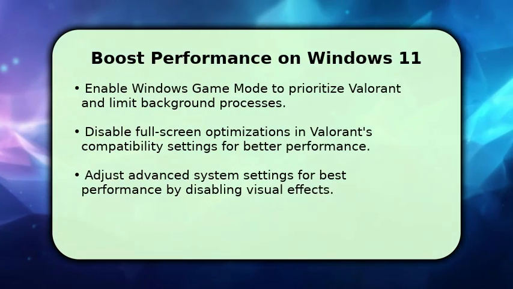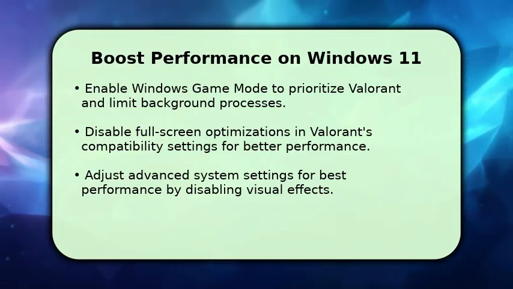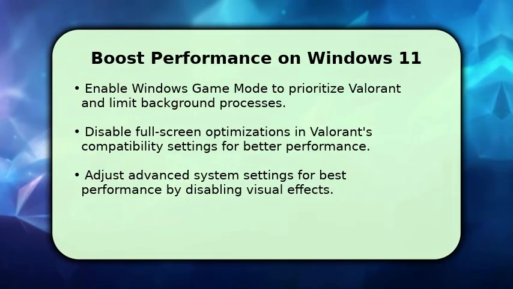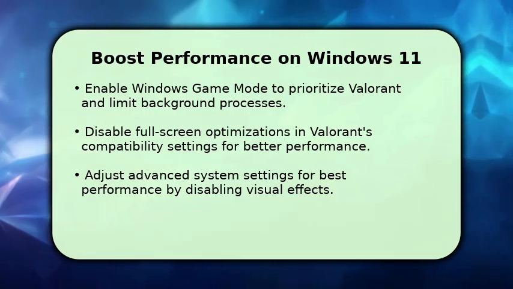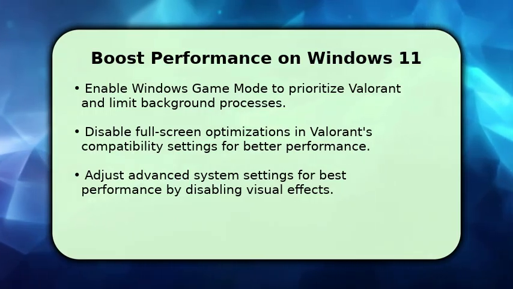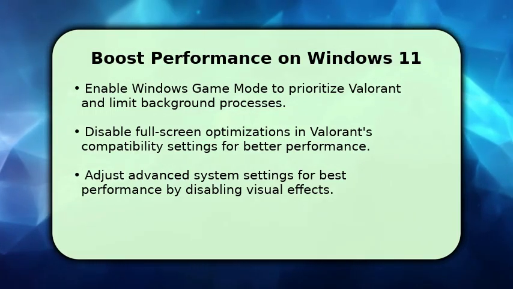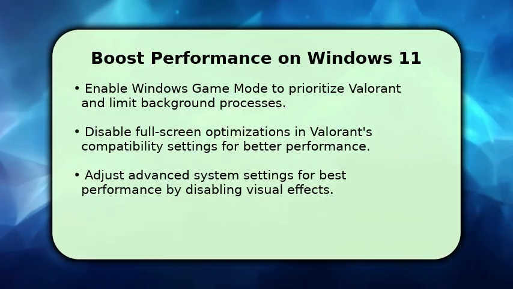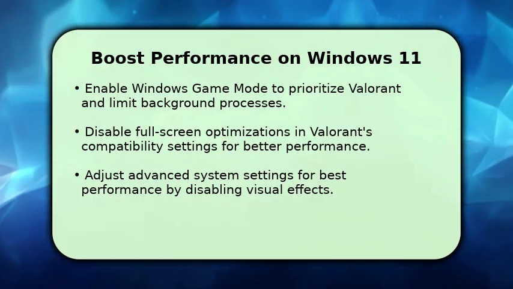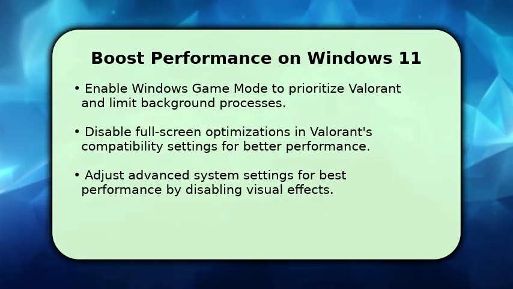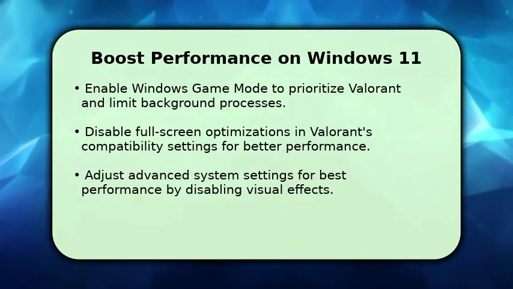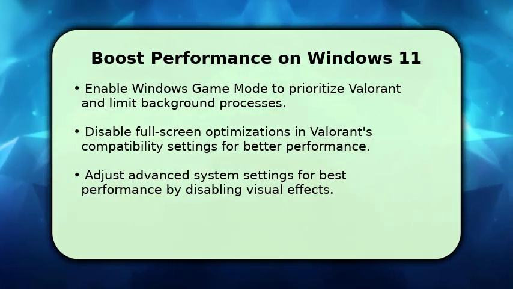To get the best performance, optimize your Windows 11 settings. First, enable Windows Game Mode, which helps prioritize Valorant and reduce background activity. Next, find the Valorant executable, right-click, go to Properties, and disable full-screen optimizations under the Compatibility tab. For a general system boost, adjust your advanced system settings to best performance to turn off unnecessary visual effects. Finally, enabling hardware-accelerated GPU scheduling in your display settings can also improve frame rates.